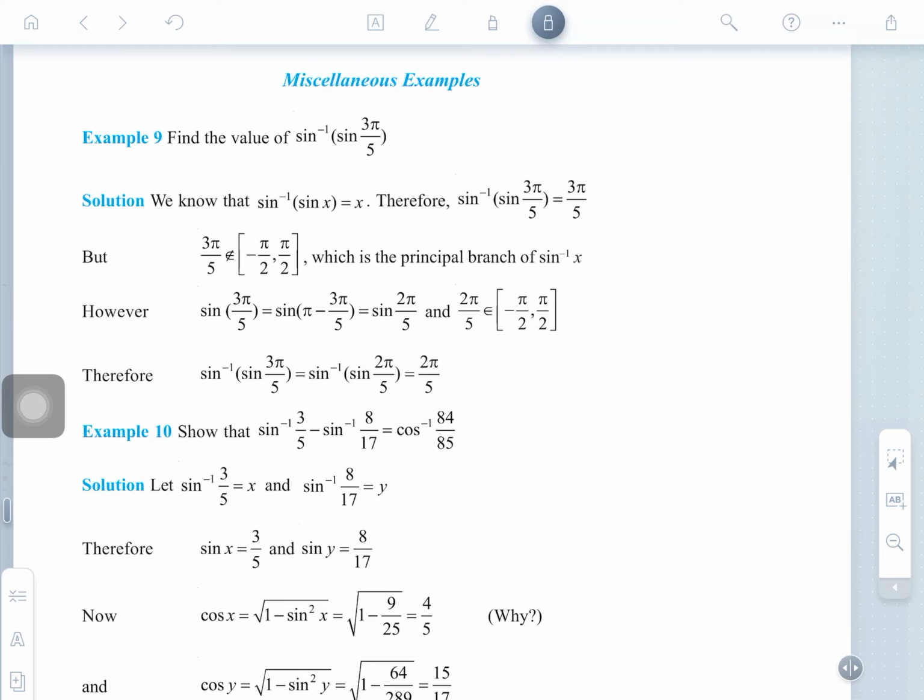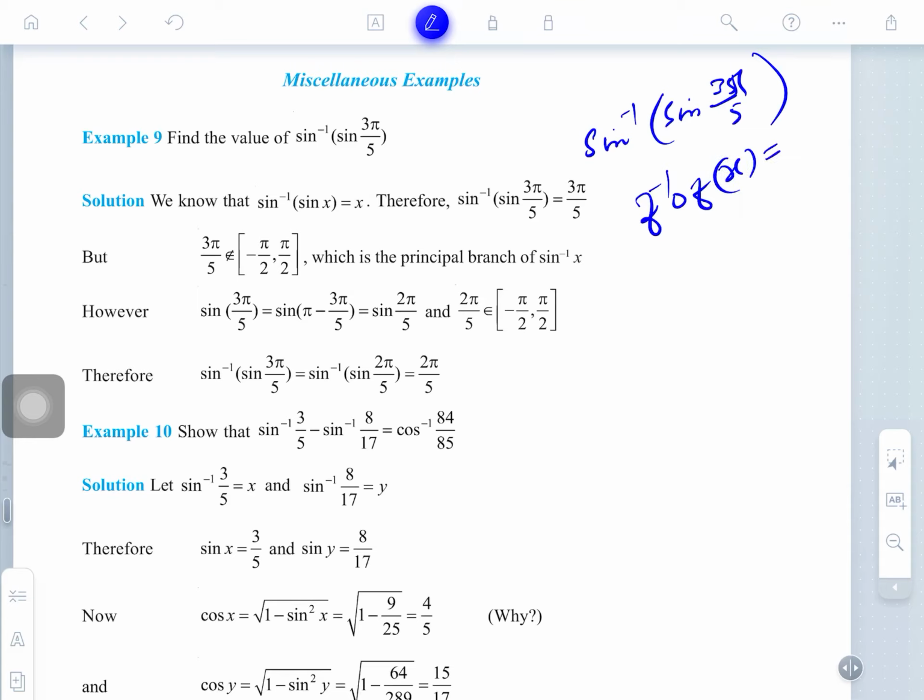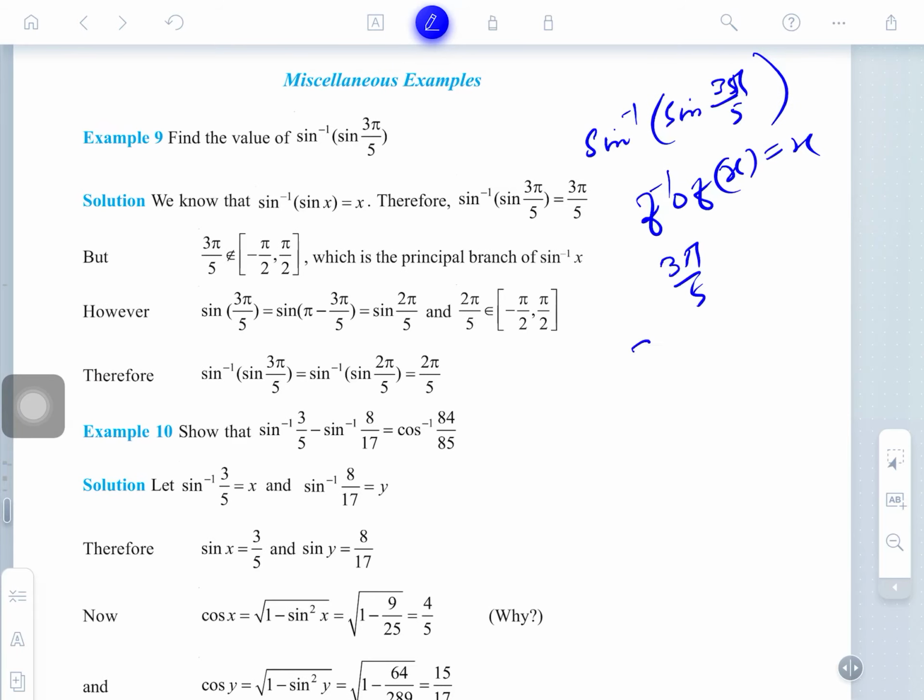Okay, what type of expression is there? Like that, you write sine inverse of sine of 3 pi by 5. Obviously you will observe f inverse of f of x is equal to x. So a student can say the answer is 3 pi by 5, but this is not the solution. Why? Because 3 pi by 5 does not belong to the range. What is the range of the sine inverse function?